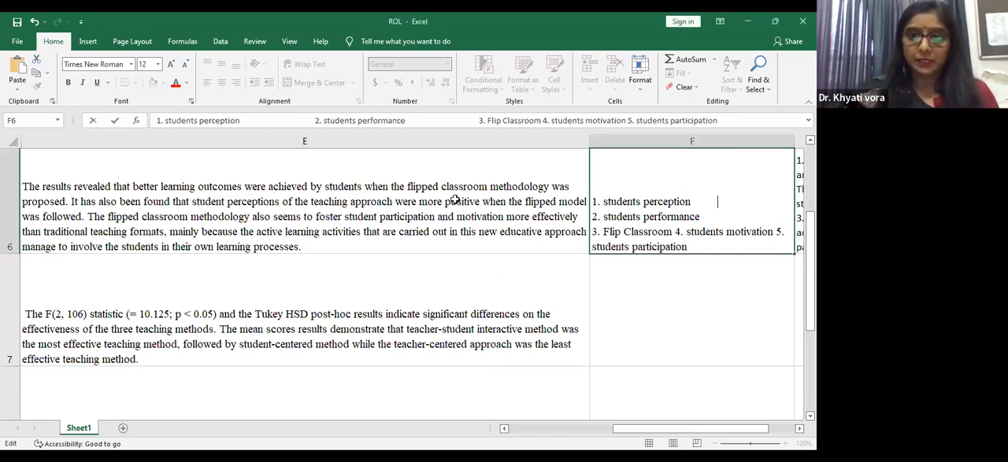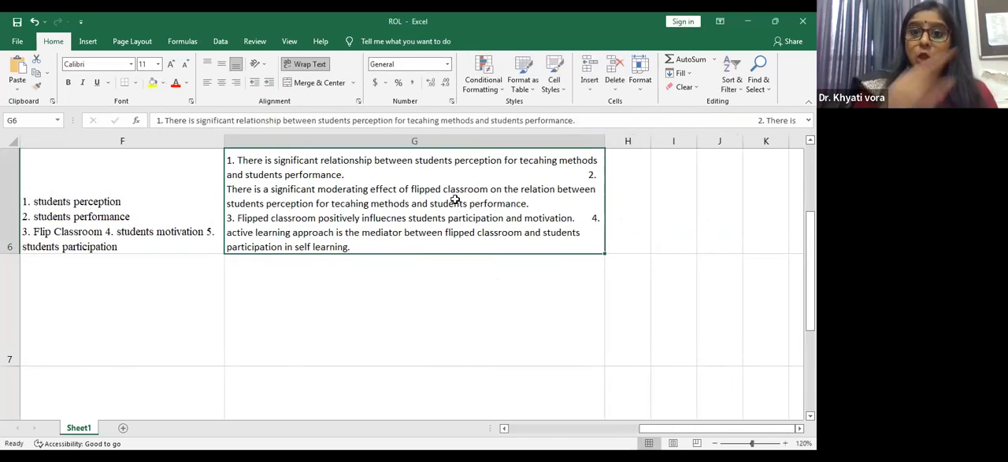So now let us move to the hypothesis framing. Looking at these findings, this ROL, हमने अपने hypothesis कैसे बनाए? There is a significant relationship between students' perception of teaching methods and their performance. This is one thing that we can say. There is a significant moderating effect of the flipped. अच्छा ये मैंने teaching methods and students' perception के बीच में एक है flipped classroom. वो एक category है. So you can ignore this. This is a different level of concept.